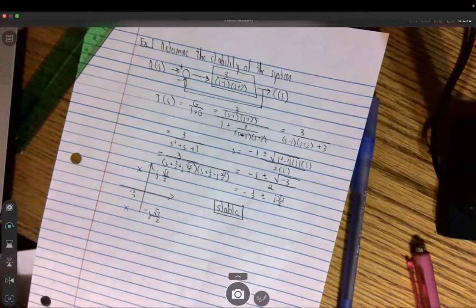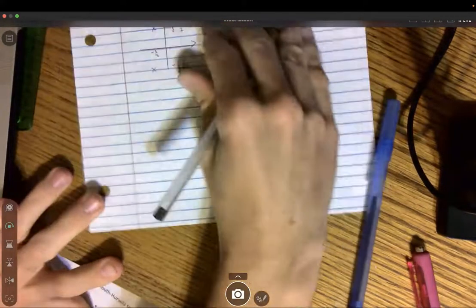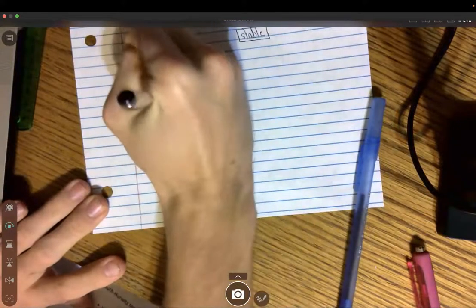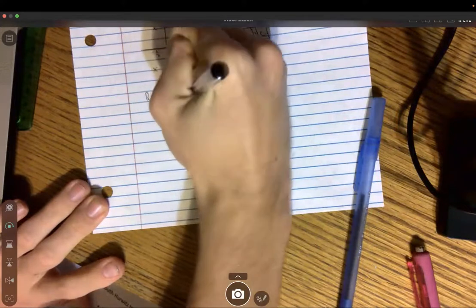The Routh-Hurwitz test is commonly used within control systems because it tells you about stability criteria. Okay, let me write it out for you guys because it tells you important things. It doesn't tell you the location of the poles, but it tells you the nature of the poles.